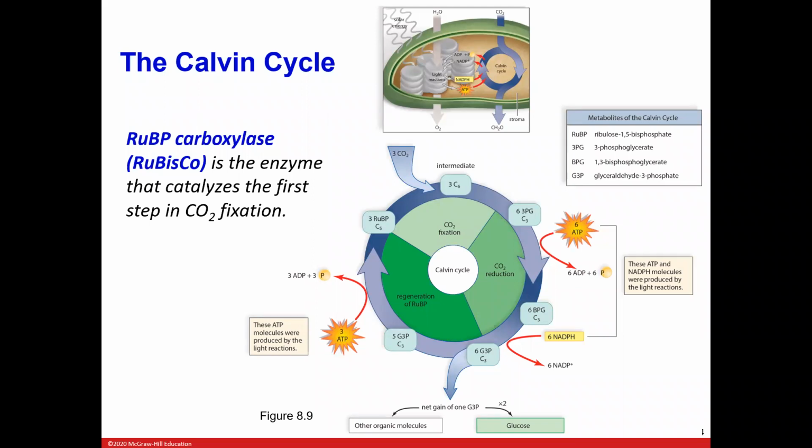It comes from the light reactions. The NADPH, it comes from the light reactions. Okay, so to make 1 glucose molecule, how many carbons are there in glucose? Does anyone remember? 6, right?